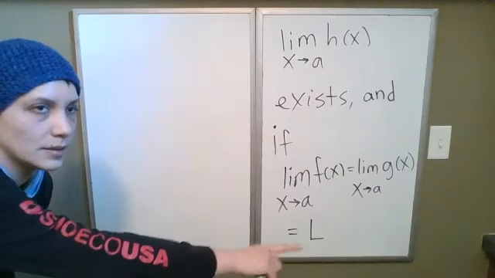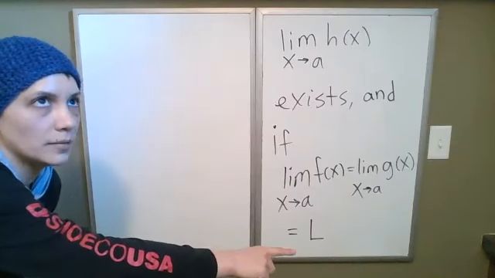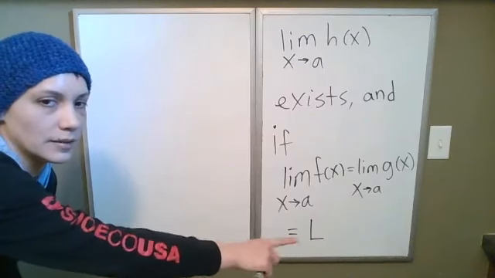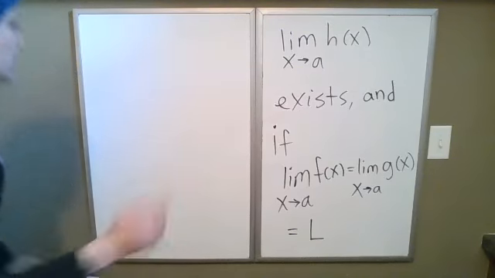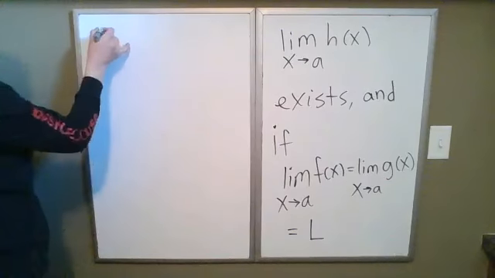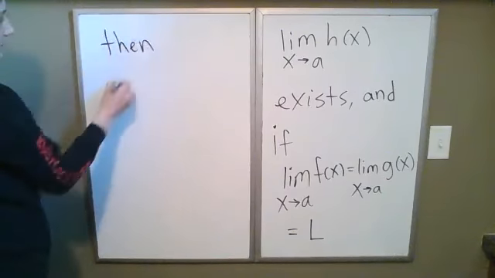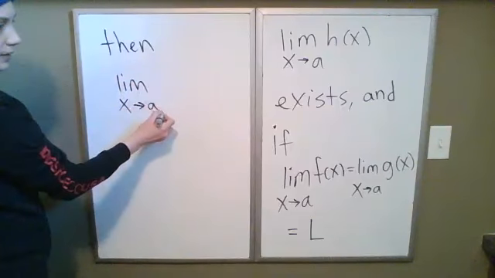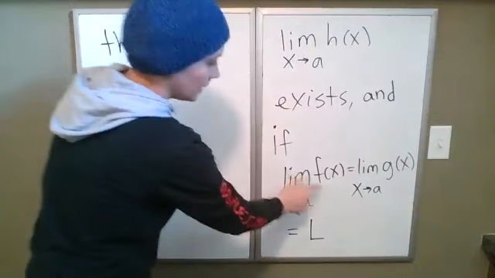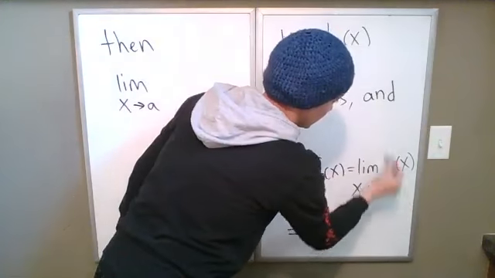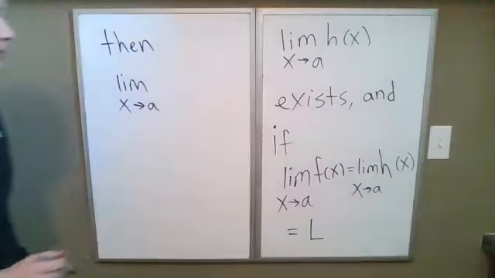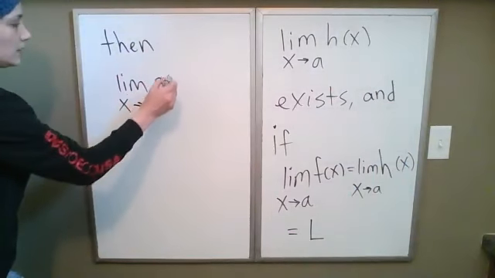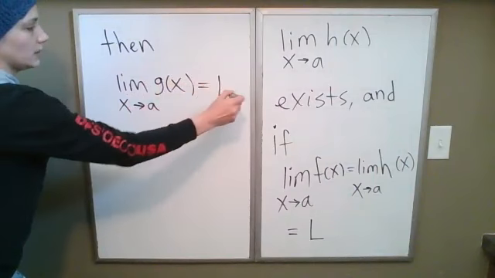a little neighborhood. It's getting closer and closer to L. Limit as x goes to a. Oh wait, f of x and h of x, and then the g of x was in the middle. And this limit was L.